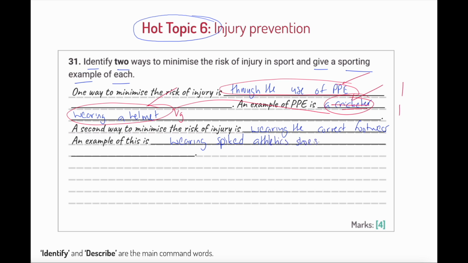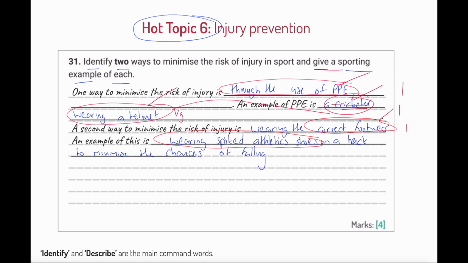Where would we tend to use these? On a track. I suppose I could have said cross-country shoes, I suppose. To minimise the chances of falling, slipping, that kind of thing. Guys, again, can we stress here, going back to red pen-ness? Correct footwear. Sorry. Wearing spiked athletic shoes. That's my key thing there.